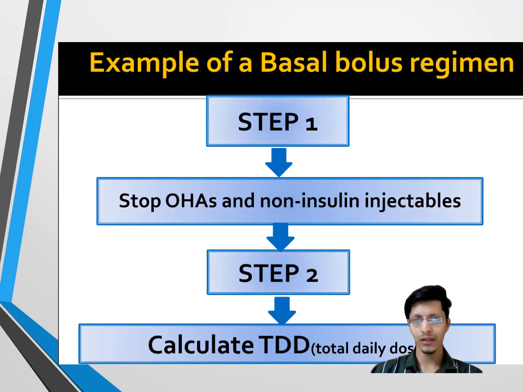You found OHA failure, HbA1c is more than 7.5, and you are unable to control the RBS even by giving 3 OHs or more than 3 OHs with the maximum tolerated dose. Stop the OHs and start the patient on insulin.